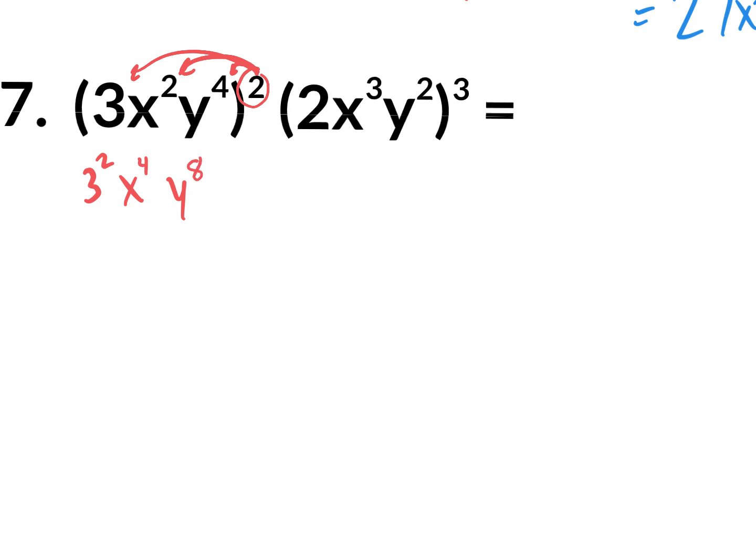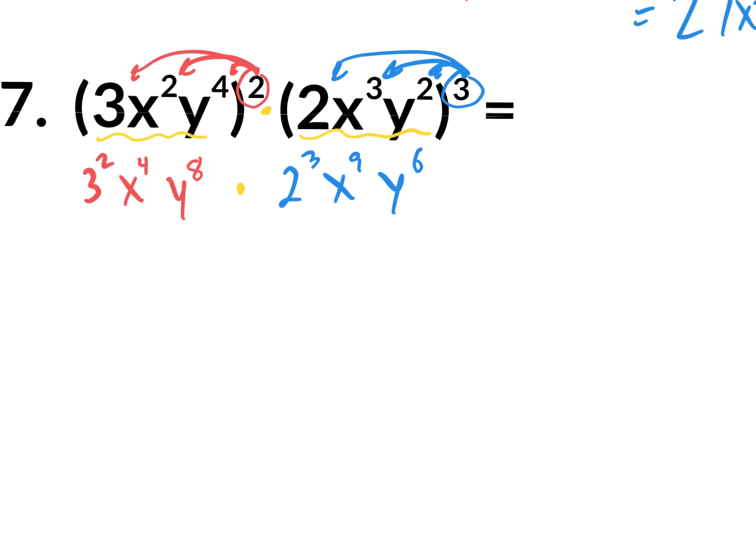Let's do the same for the other one. Distribute the 3, that's going to be on the 2, that's 2 to the 3rd. 3 times 3 is 9. 3 times 2 is 6. Okay? Now we are multiplying between the first and the second, so we will be multiplying between this guy and that guy. And it's all pure multiplication.